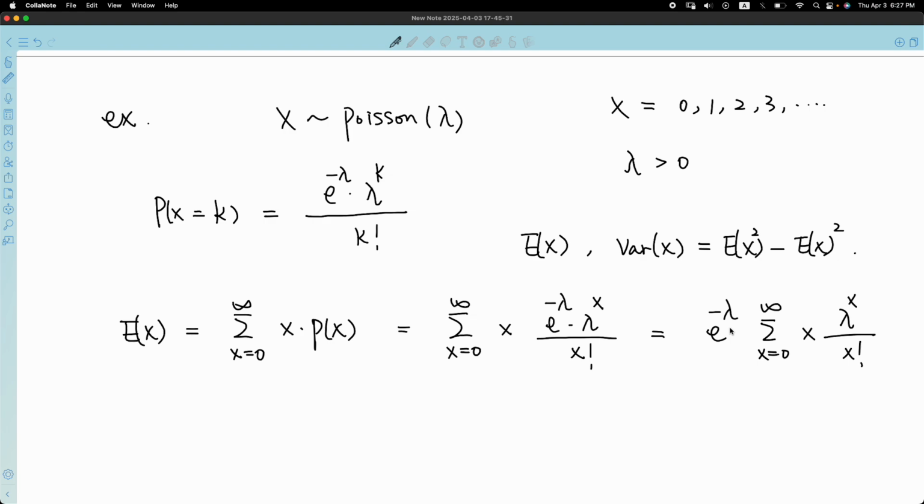Any thoughts on how we should proceed next on evaluating this infinite summation to calculate the expectation? We should do some index tricks to get rid of the x in front of lambda to the x over x factorial. Yeah, that sounds like a very good strategy. What are some other tricks? You were saying something to remove the x. Yeah, you do that and then you use the Taylor polynomial expansion of e to the x. Yes, something like that.